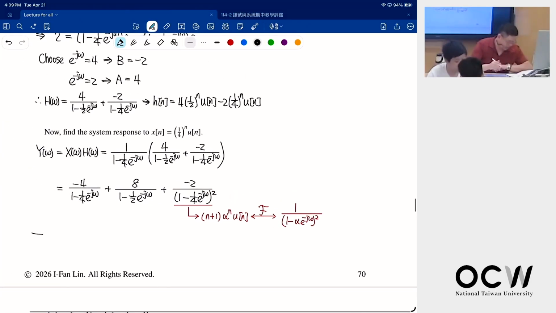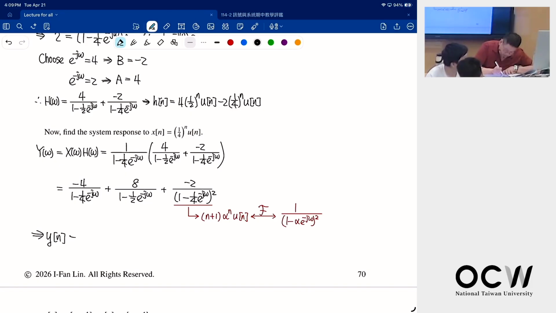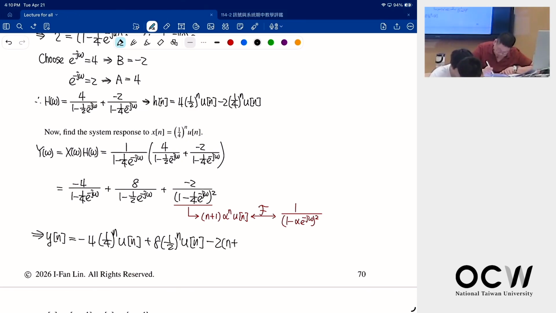Therefore, your output is minus 4 times 1/4 to the n un. Second term, 8 times 1/2 to the n un. Last term, minus 2 times n plus 1 times one-fourth to the n un. Right, any questions for this?